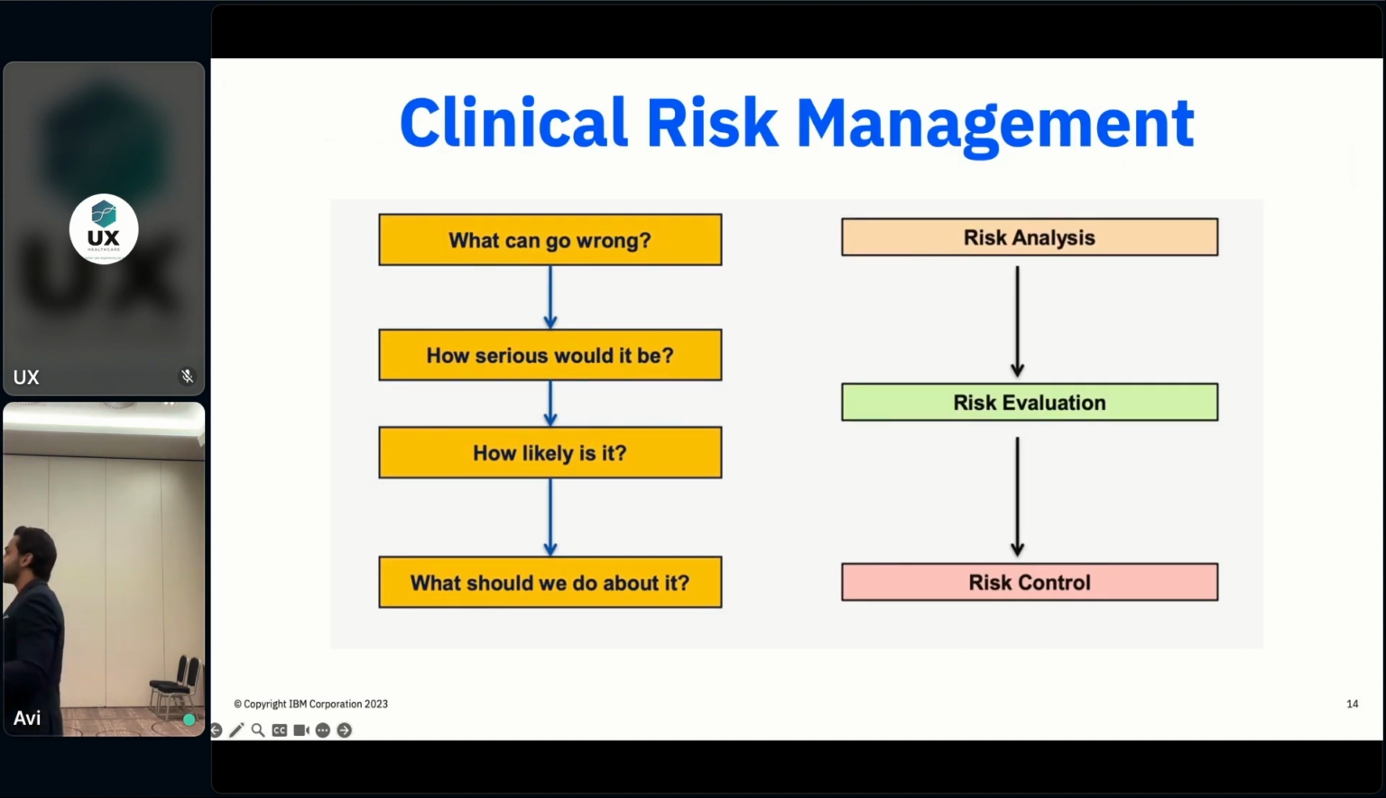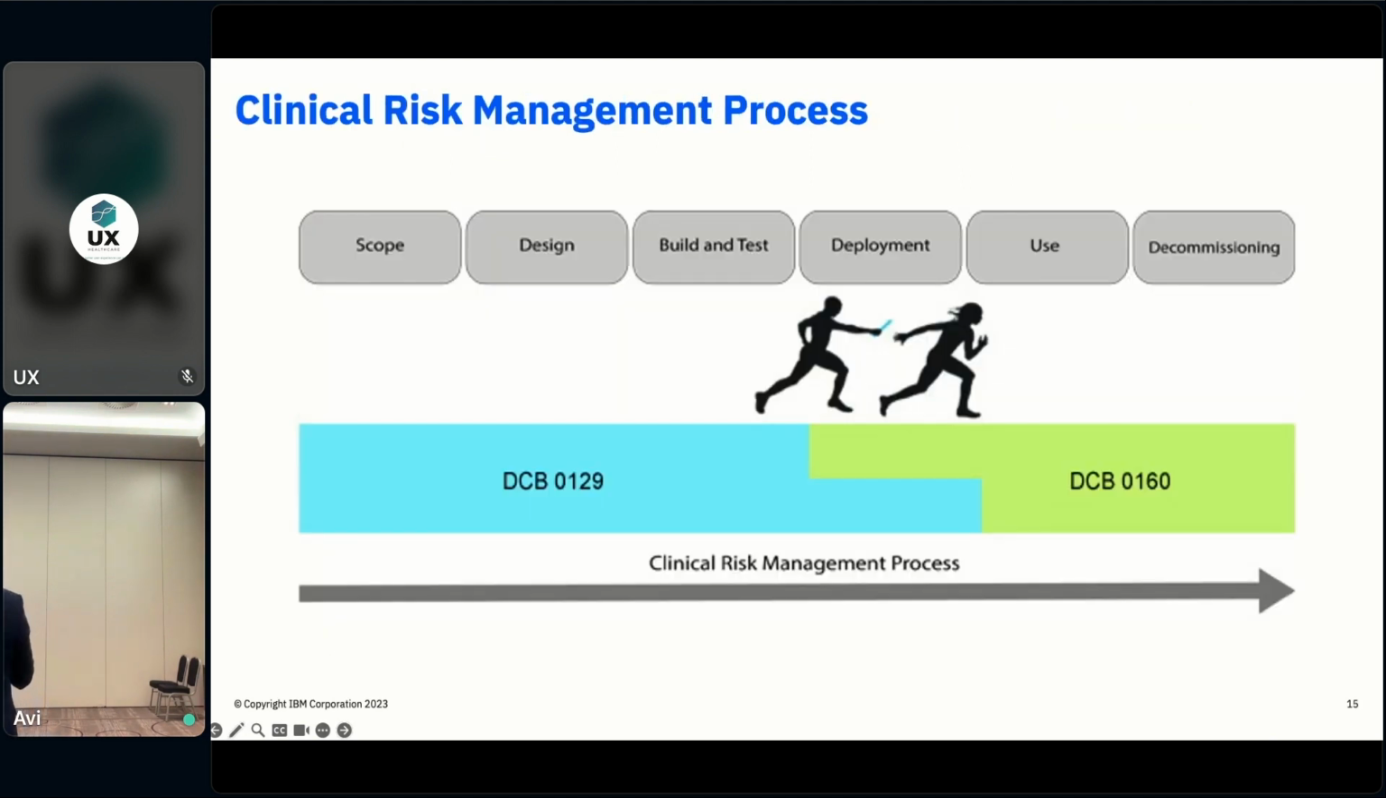So what does this mean actually? So what do you do? How do you reduce risk and mitigate risk? And essentially what these standards are about, these three things, enforcing them. So firstly is risk analysis. What can go wrong? Secondly, risk evaluation. How serious can it be and how likely is it to occur? And then third, risk control. What should we do about it? Very important. What controls can we put in place from a design experience perspective to reduce that risk further?